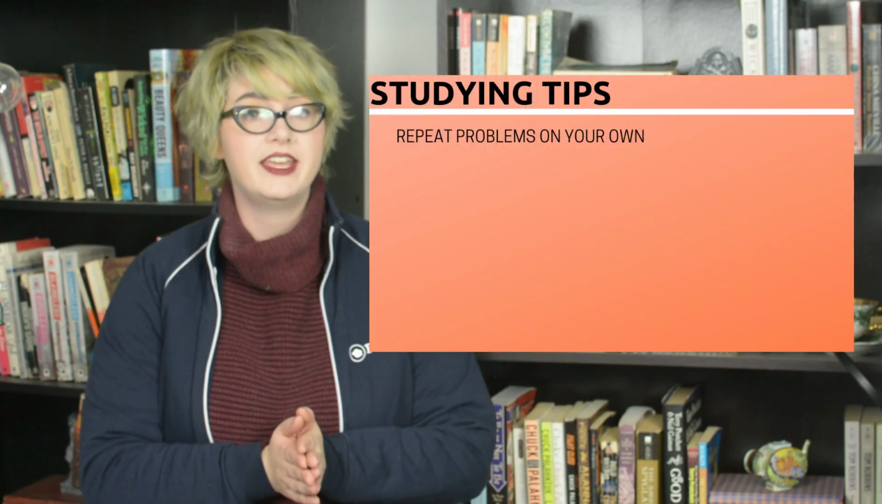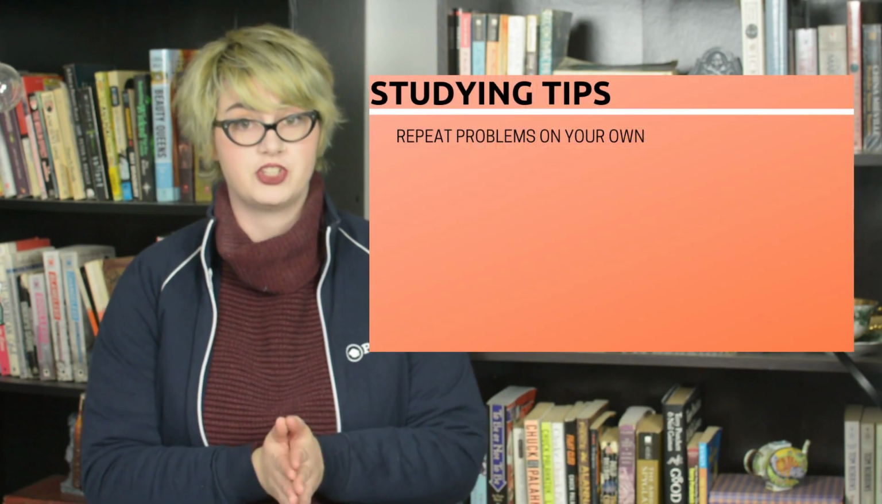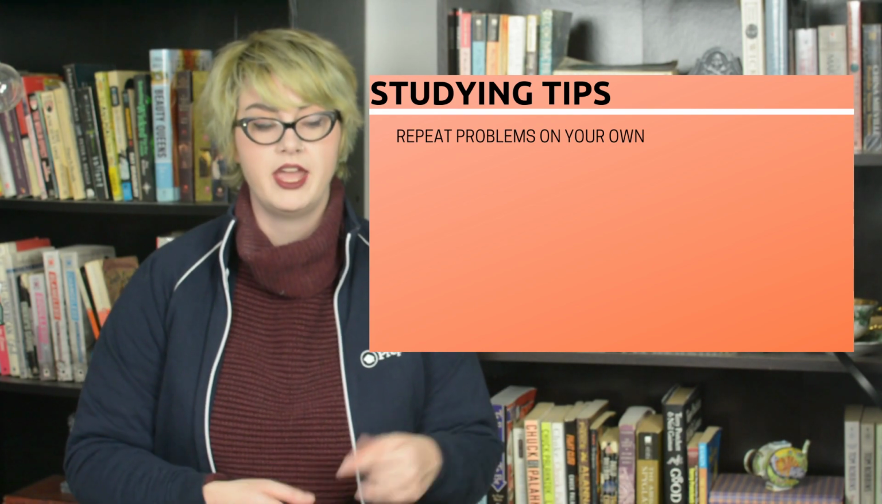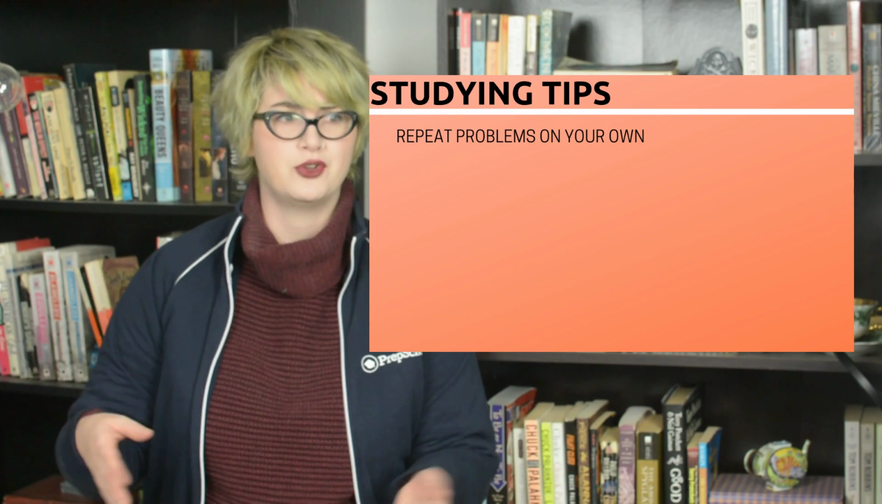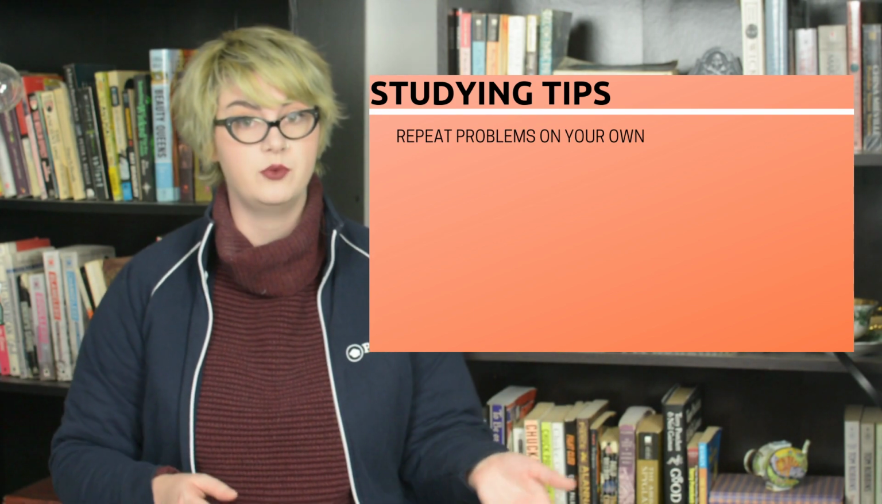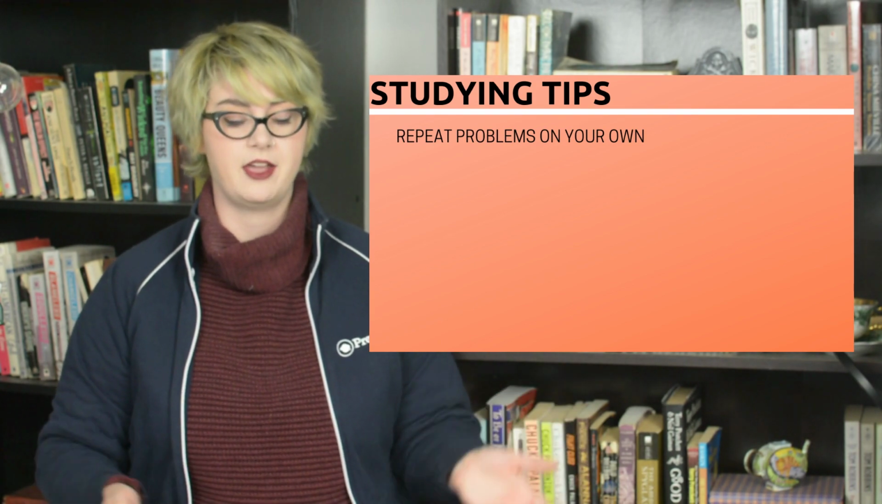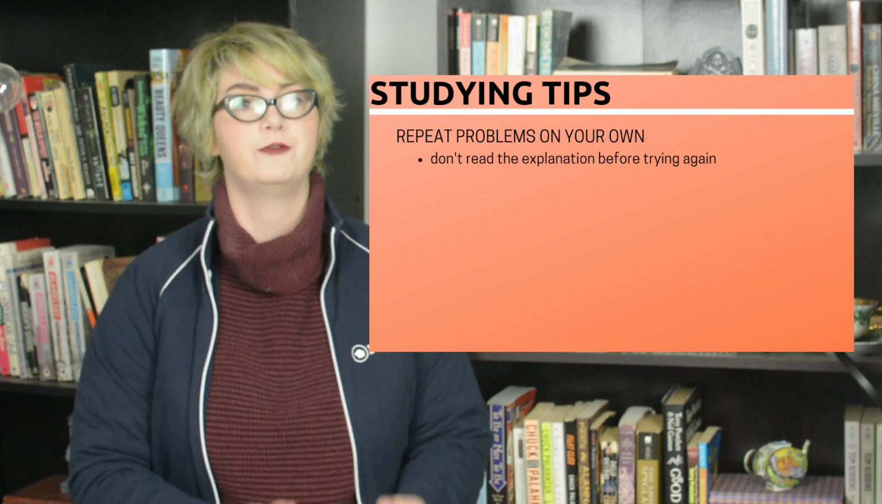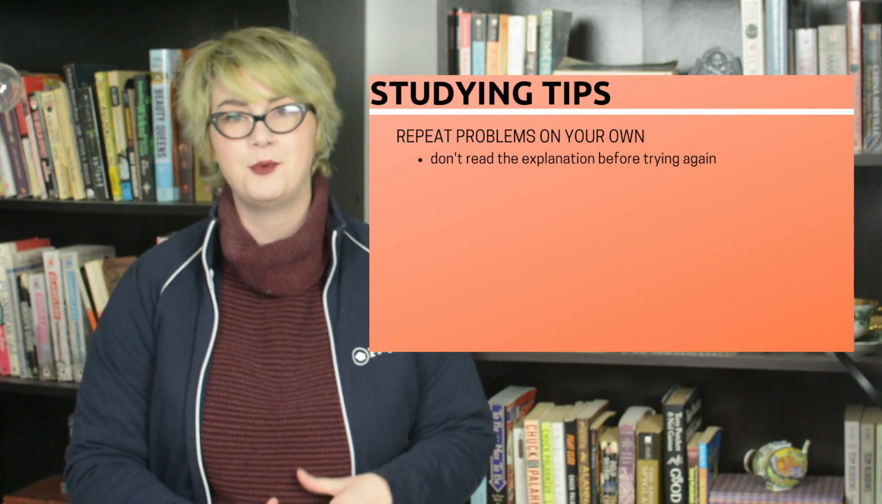So my third and last major tip is to try again before reading the explanation. I know this may sound counterintuitive, because you got a question wrong and the explanation is right there, so why wouldn't you read it? It seems like the right move because you want to know exactly what you got wrong so you don't do it again next time. However, I would like to encourage you to try to solve the problem again before reading the explanation. And there's a couple reasons for this.